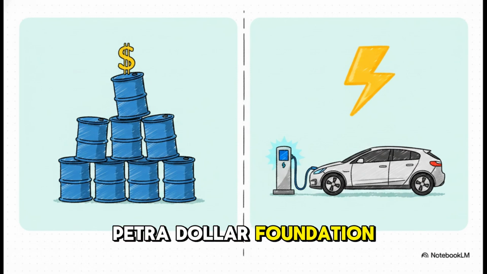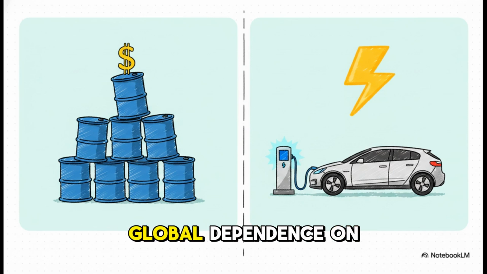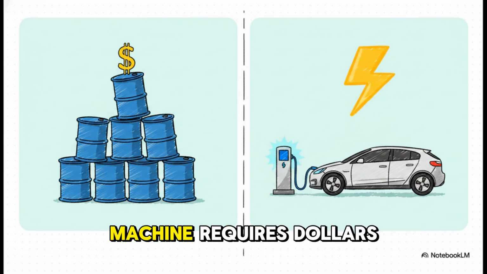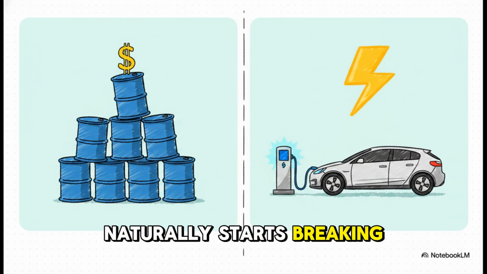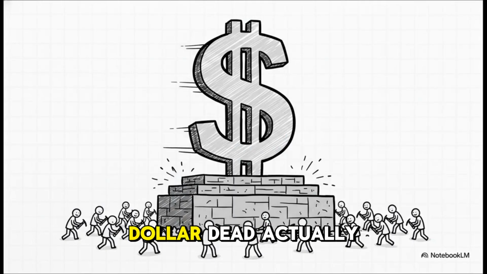But you know, the ultimate structural threat to the system might not even be other currencies or gold. The Petrodollar Foundation relies entirely on global dependence on oil to function. The machine requires dollars to buy oil. But look at the electric future. By 2025, 1 in 4 cars sold globally is electric. If the world simply stops needing as much oil, the fundamental machine that forces the globe to buy dollars naturally starts breaking down.